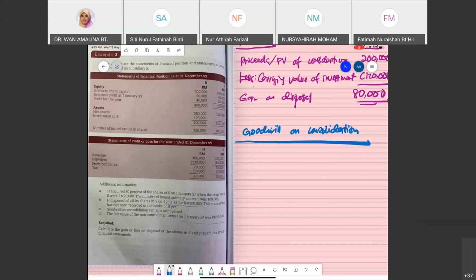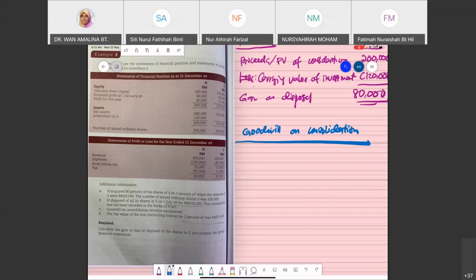Okay. So with the disposal of the 200,000 shares on 1st January X7, H still retains control and the goodwill of 140,000 is maintained. So kalau parent retain control, tak ada masalah. Goodwill pun akan ada sama.